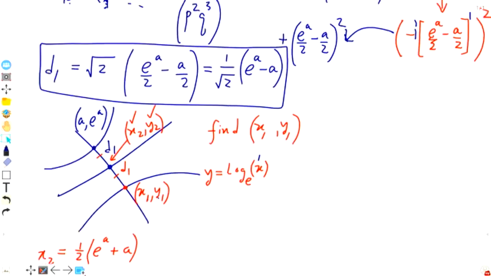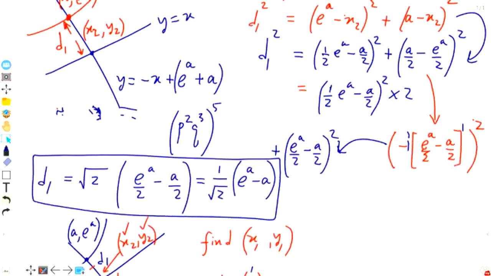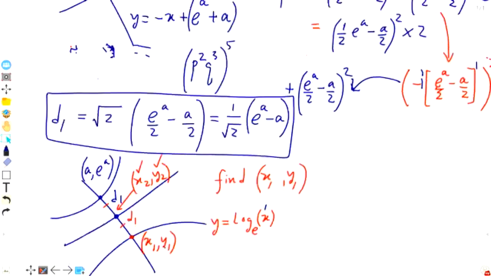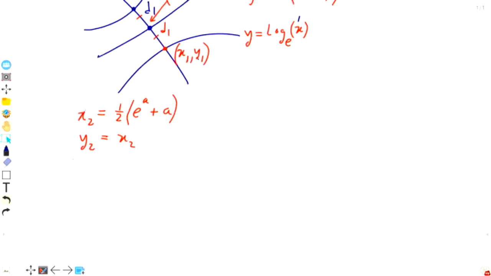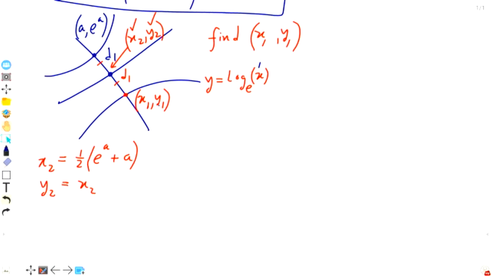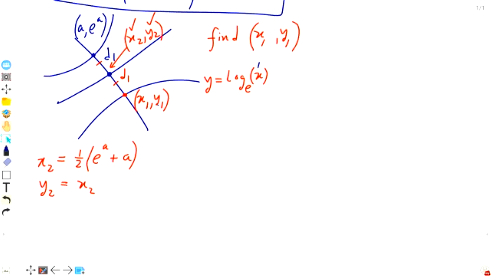Now you need to find the other one. So these things are fine. D1 is fine. This is the problem.